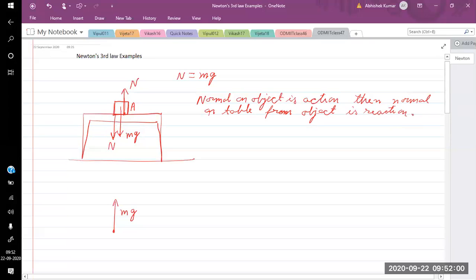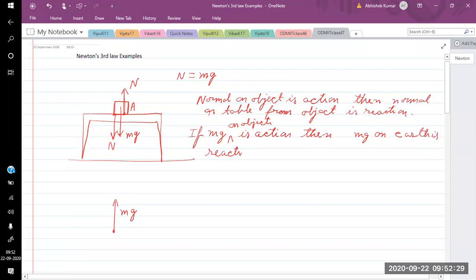And for mg also we can write: if mg on object is action, then mg on earth is reaction. So this is the example, and from here you can understand how the Newton's third law forces appear. Any doubt in this one?